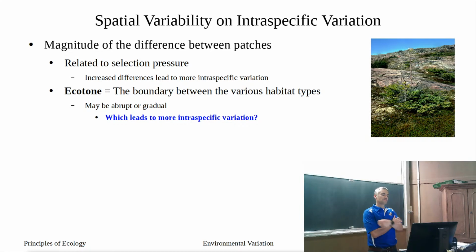Which one is going to lead to more variation? That very abrupt change or the gradual change? What do you think? As this, again, intraspecific variation, so differences between our populations. We got our two populations. Which type of boundary will produce more variation? Why abrupt?